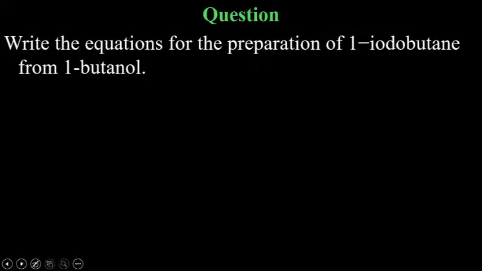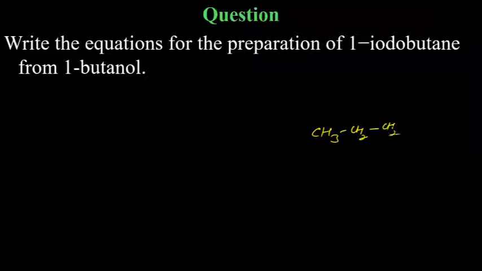I'm just writing it so that you can understand. That's why I said that if you have revised the previous concepts, you will be able to answer these questions. Okay. Preparation of one iodobutane, CH3CH2CH2CH2I, from one butanol, CH3CH2CH2CH2OH.